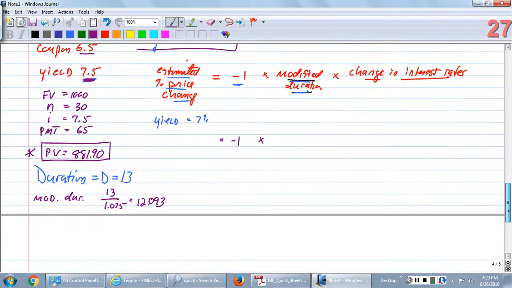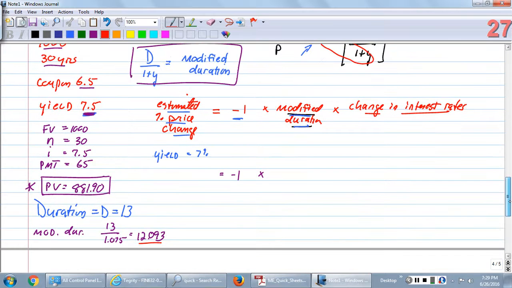We also saw for duration it was 13 years, and we also know then that modified duration is equal to 12.093 because that's what modified duration is. It's Macaulay duration divided by 1 plus the yield. So now what we're going to do is say, all right, what if yields change to 7%? Well, our modified duration is 12.093.